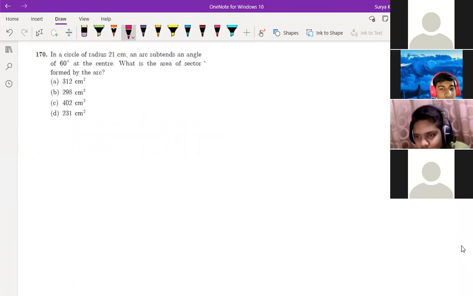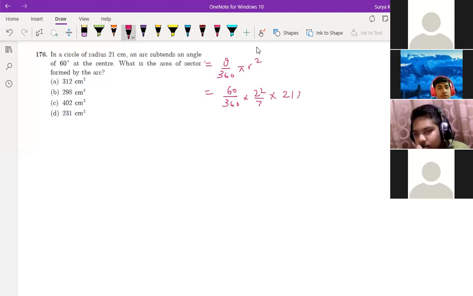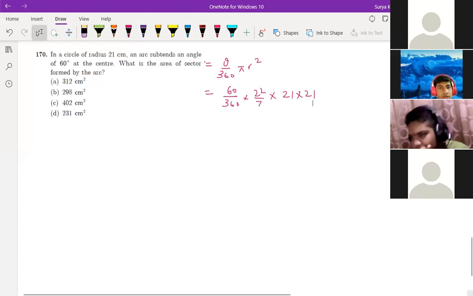Area of sector is equal to what? Area of sector is equal to theta by 360 into pi r square. So theta is 60 by 360 into 22 by 7. Radius is 21 into 21. So no need to solve, you can solve at home. Okay. Next question. Is it clear, Hemant? Yes, sir. This question you have done in the NCERT textbook only. This is a normal question, right?